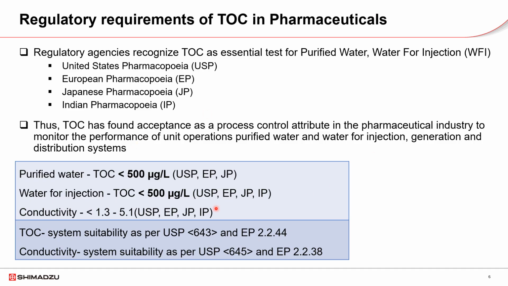The specification for the level of TOC in waters for pharmaceutical use is set by various pharmacopoeias including USP, EP, JP and IP. These pharmacopoeias require that purified water and water for injection meet the TOC limit of less than 500 micrograms per liter, or 500 ppb.